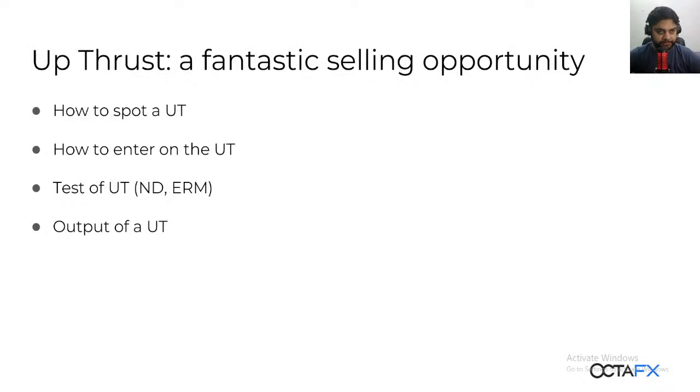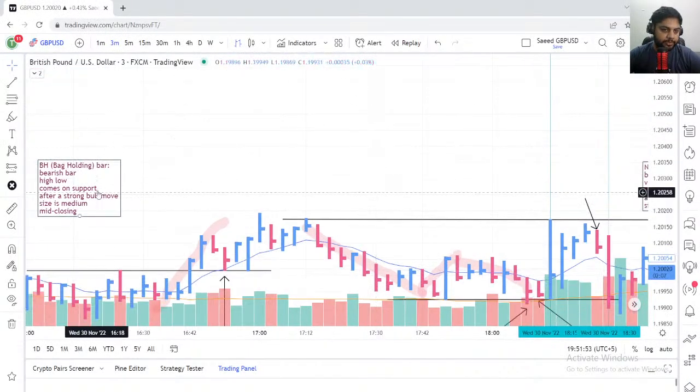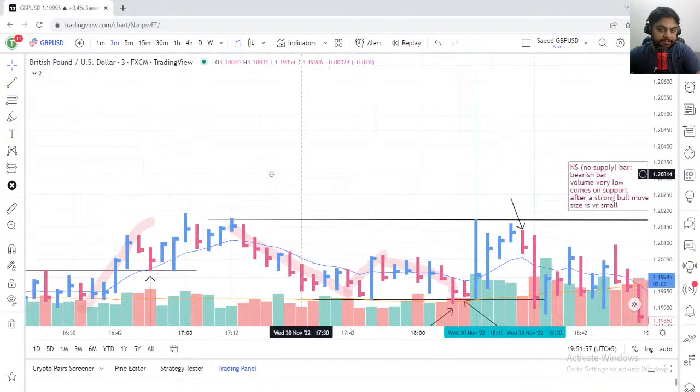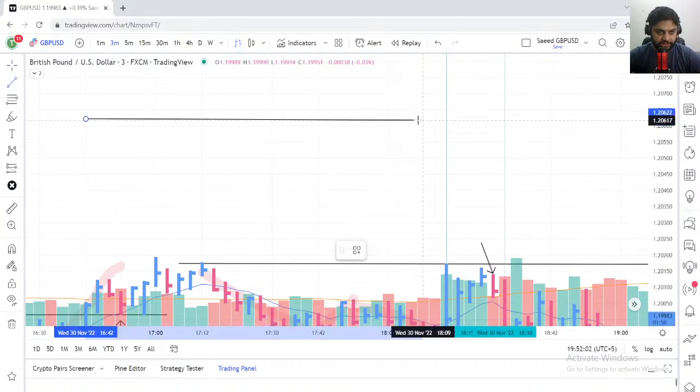Now let's go ahead. Upthrust. What's an upthrust? Actually, upthrust is the exact opposite of spring. And for upthrust, you will have different testing bars. The tests will not be the same. So first, a concept of upthrust.